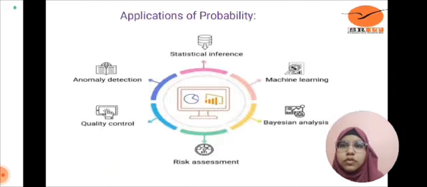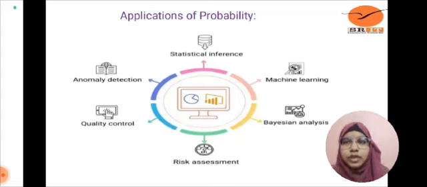Next, applications of probability. We have many applications of probability like statistical inference, machine learning, Bayesian analysis, risk assessment, quality control, anomaly detection. Like this, we have many applications of this probability in artificial intelligence, machine learning, and all.